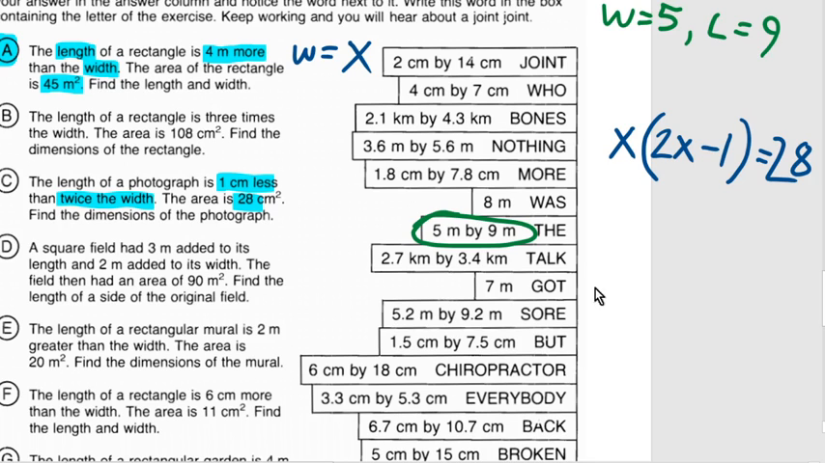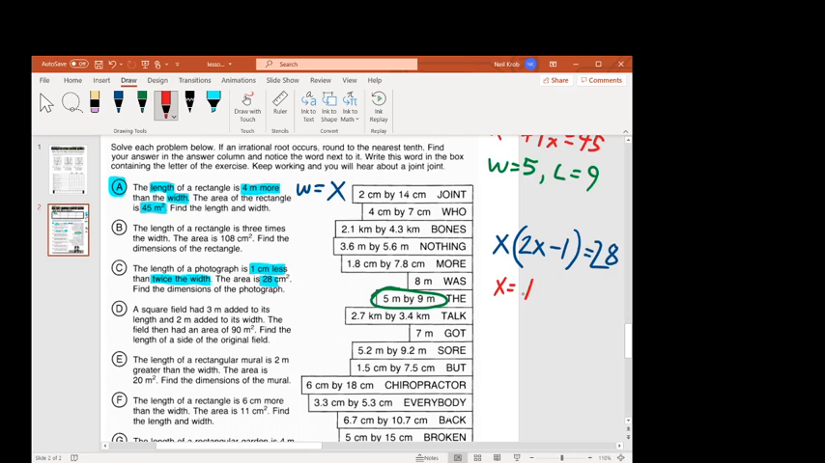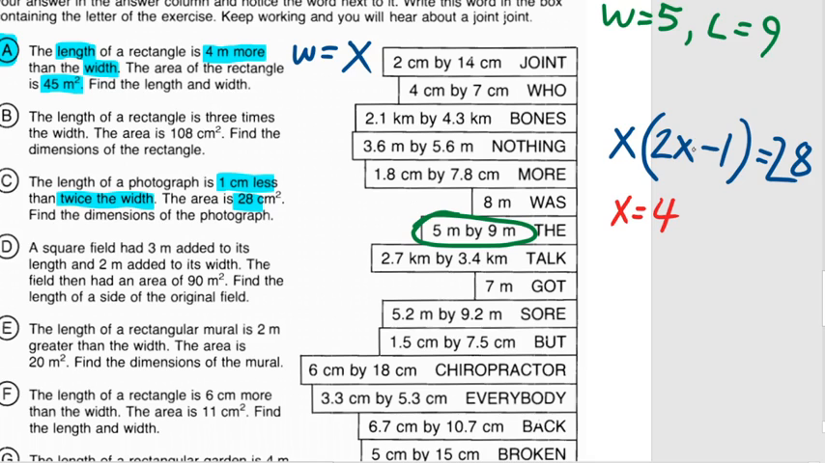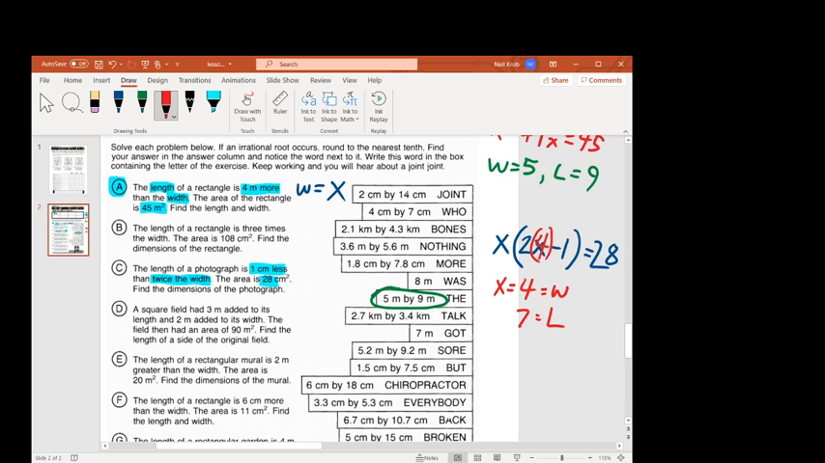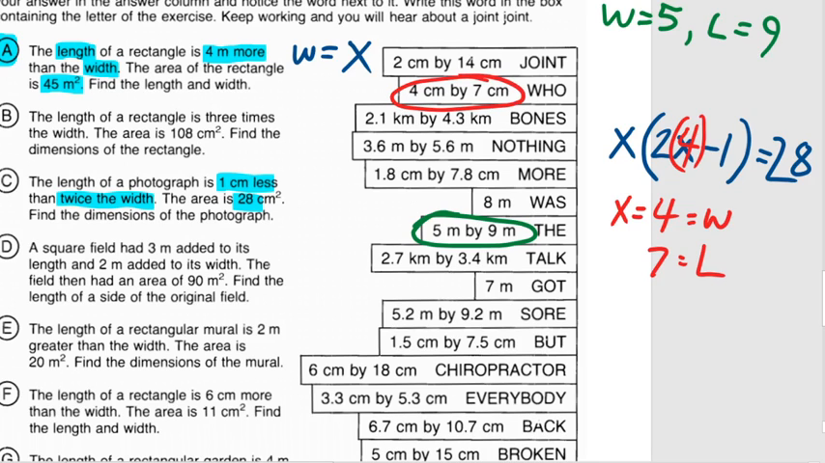Go back over here, I'm going to say x equals 4, and then we also want to find out what our length is, so I'm going to plug in 4 for x here. 2 times 4 is 8, 8 minus 1 is 7, so we can say that our width was 4 and our length is 7. Try to find a 4 and a 7, looks like here. We are talking about centimeters, yep, looks good.